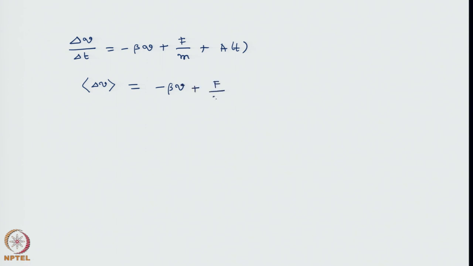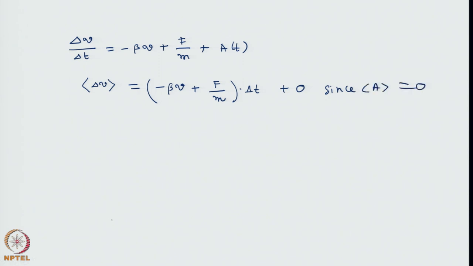So when we say coarse graining, we assume that the time scale we are talking about is actually much larger than those microscopic time scales. So in that sense, I could write my dv by dt as delta v by delta t in those time scales as minus beta v, and if there is some external force F by m, plus at. So now if I do an ensemble averaging, I can say that the change in velocity on an average is going to be minus beta v, that instantaneous velocity in that coarse grained time scale, plus F by m, all are smooth quantities, into delta t, plus of course 0, since the average of at is 0.